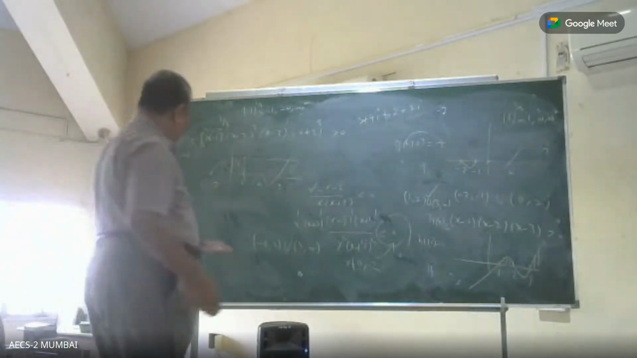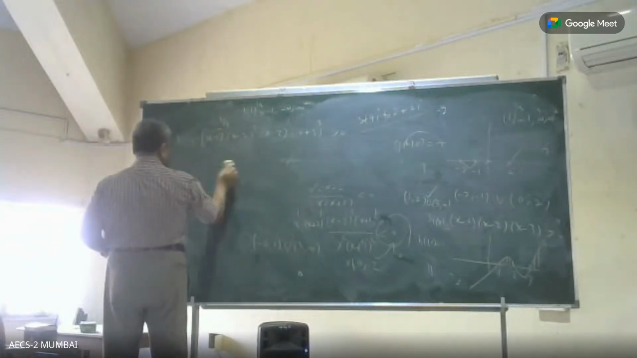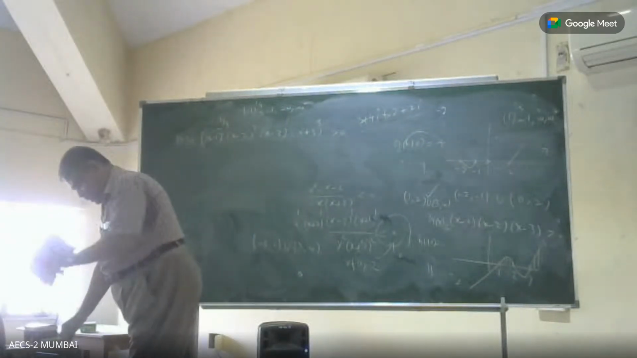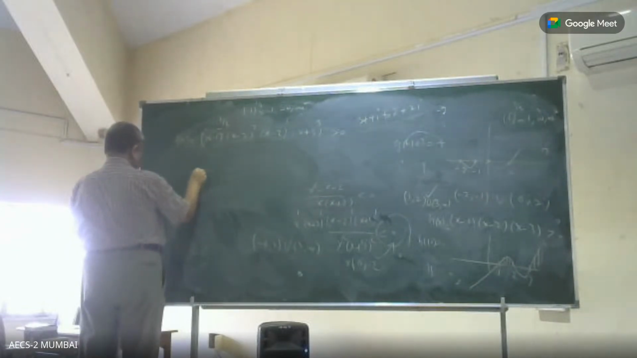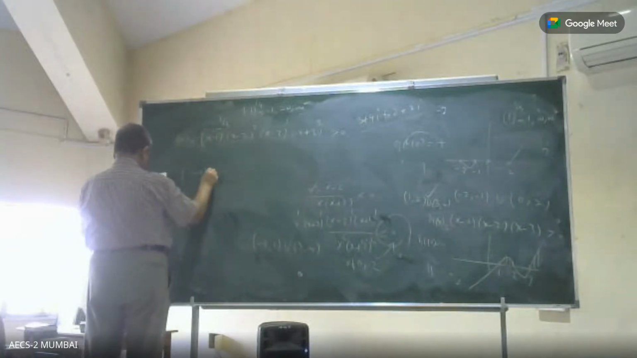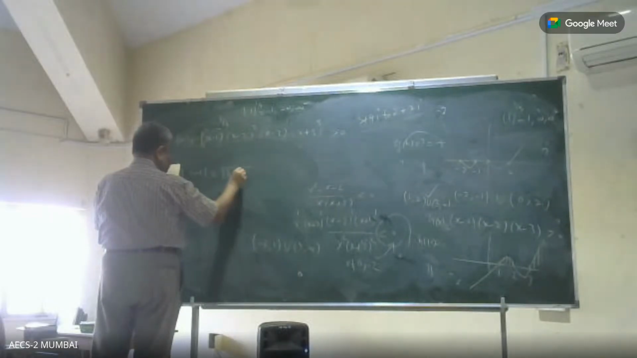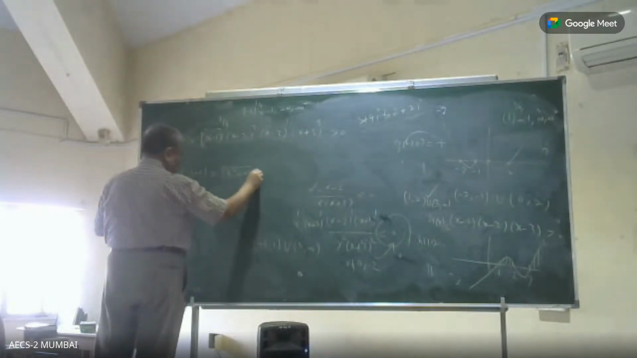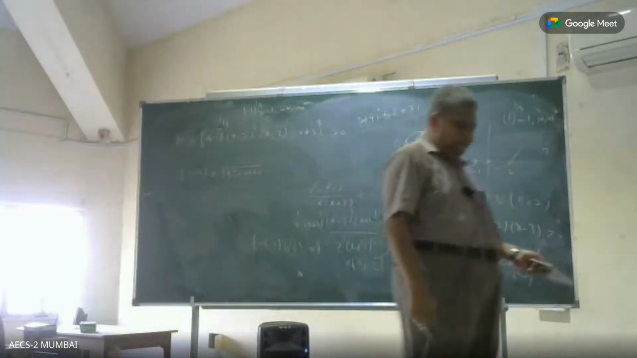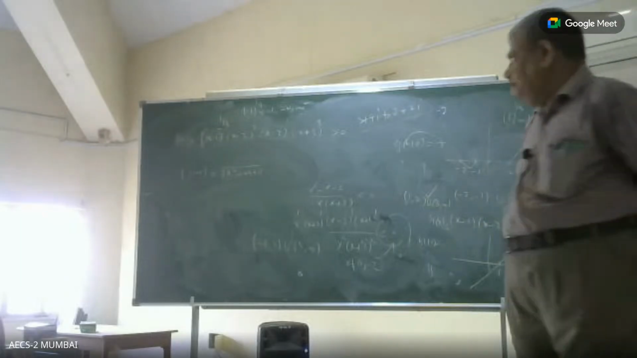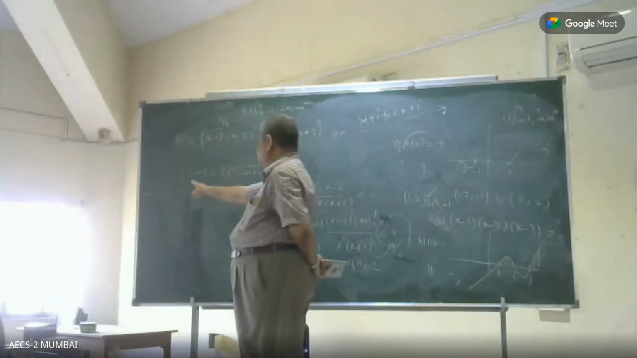I forgot to do one good question, which is this. This x minus 1. A very important thing I forgot to tell you. Solve this equation. What is x square plus 6x plus 9? x square plus 6x plus 9, mod of x minus 1.